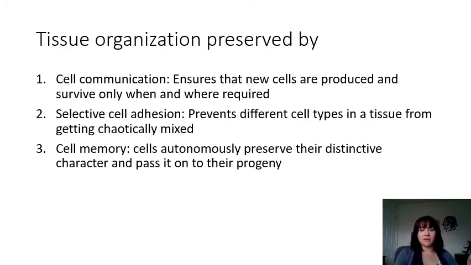As we've also talked about, we have cell memory. There are activating transcription factors that can get passed down in the cytoplasm during cell division, and that can then promote synthesis of more of that same transcription factor. That master transcription factor can turn on sets of genes that tell the cell what to become, so that it becomes the same type as its parent cell. So cell communication, selective adhesion, and cell memory are important mechanisms for organizing tissue as it renews.